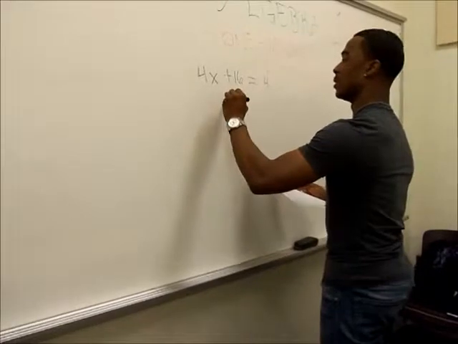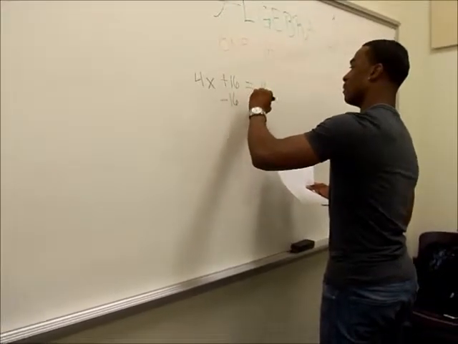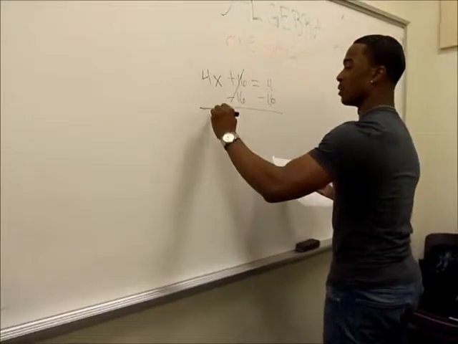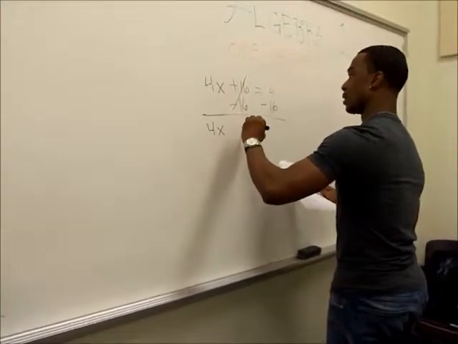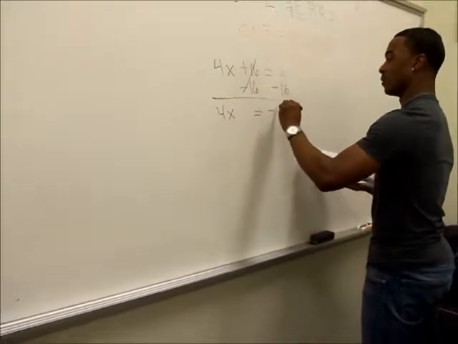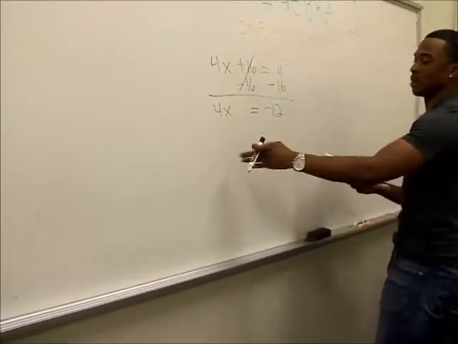Subtract the 16, correct. So we're going to subtract the 16 from both sides to get this by itself. Alright, now we'll just bring down the 4x, then equals, and now we have 4 minus 16, which is negative 12. And then here we have 4x.